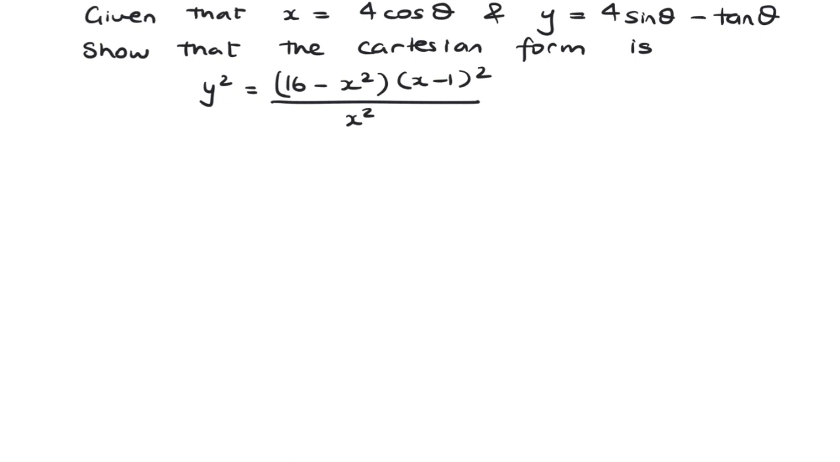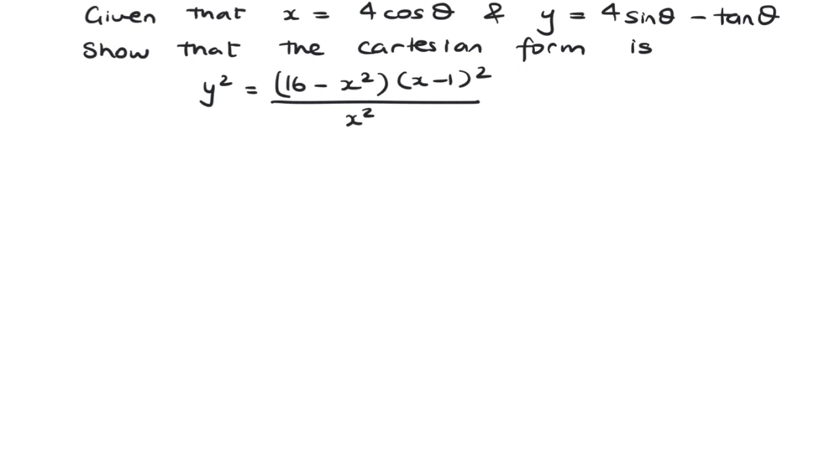So let's dive right in. We are given in this particular question that x is equal to 4 cos theta and y equals 4 sin theta minus tan theta. And we need to show that the Cartesian equation is in the form of y squared equals 16 minus x squared followed by x minus 1 squared, whole squared over x squared.